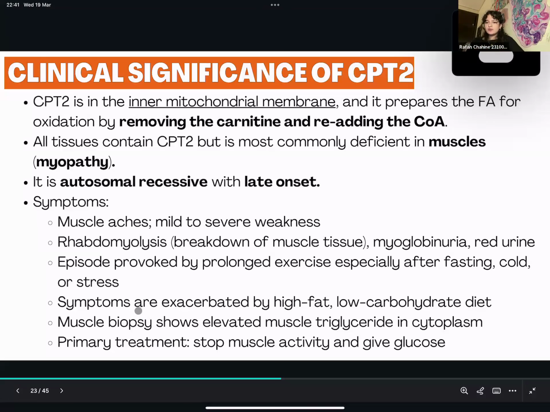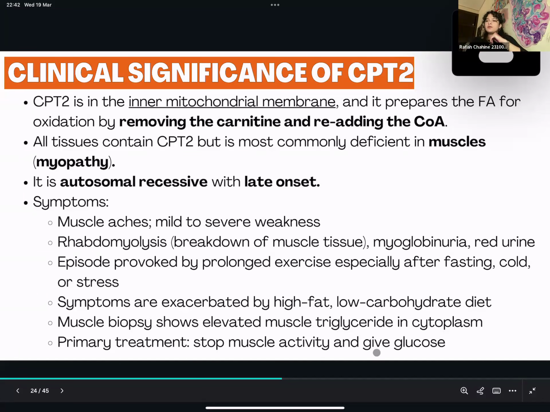Patients can present with muscle aches, rhabdomyolysis, episodes that are provoked by exercise and fasting, cold, or stress. And the symptoms can be exacerbated by high-fat, low-carbohydrate diets because obviously they cannot break down the fats. And muscle biopsy will show elevated triglycerides because we are not able to break them down, because we cannot properly begin beta oxidation. And the primary treatment is to stop any muscle activity and just give glucose as their primary source of energy.